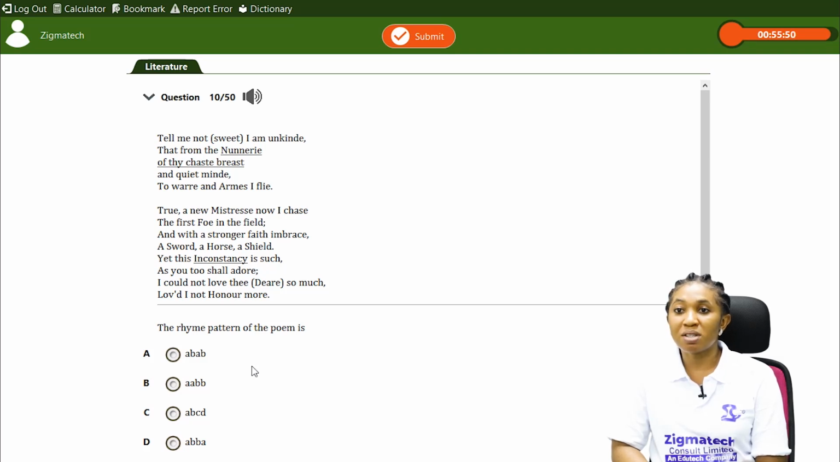So we're going to look at the first stanza again. It says, unkind, nunnery, unkind, breast, mind, fly. So we're going to see, we have chase, field, embrace, shield, adore, much. So it's going to be A, B, A, B.